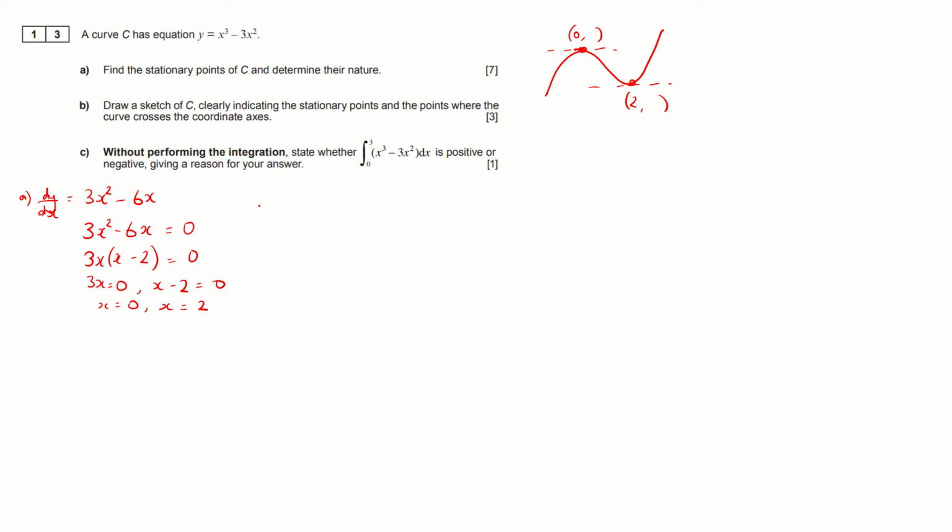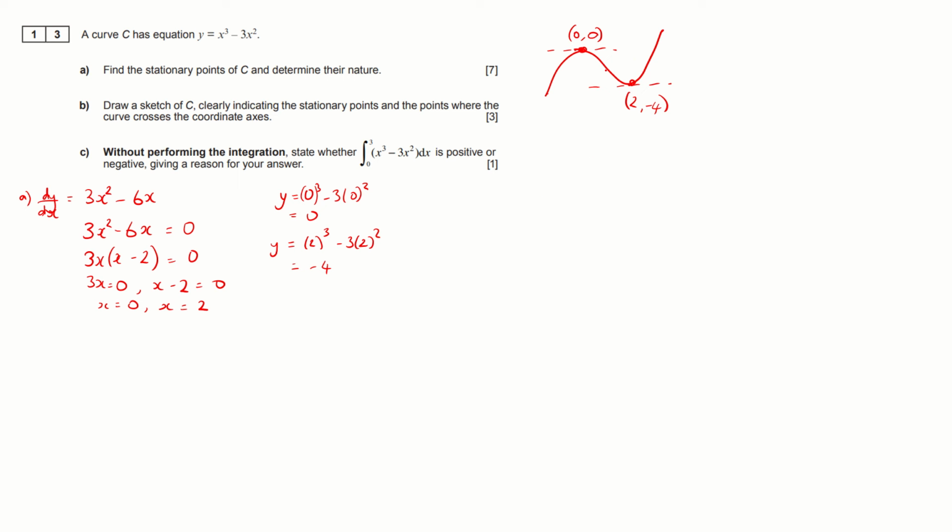I'm going to sub both into my original equation, not the gradient, because that's not going to give you anything. I'm going to sub both into y equals x cubed minus 3x squared. So y equals 0 cubed minus 3 times 0 squared, which is 0. And we also get, for x equals 2, 2 cubed minus 3 times 2 squared. 2 cubed is 8, 3 times 4 is 12, 8 minus 12 is minus 4. So we have 2, minus 4 as the other coordinate.